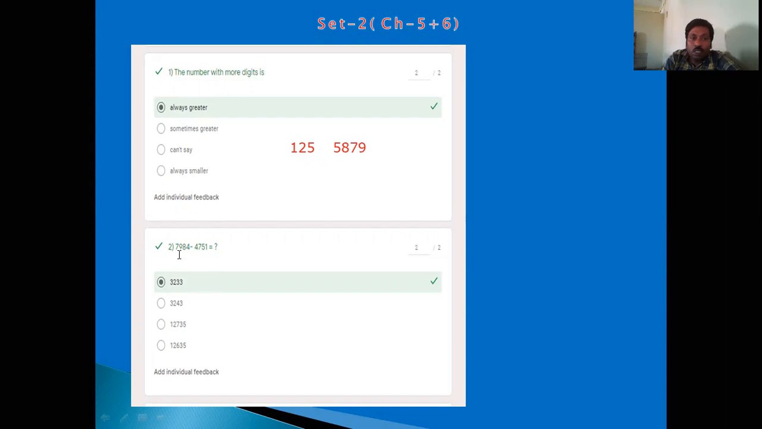And now another question is 7984 minus 4751. This is a matter of subtraction. When we subtract 4751 from 7984, we get 3233. 4 minus 1 is equal to 3. 8 minus 5 is equal to 3. 9 minus 7 is equal to 2. And 7 minus 4 is equal to 3. The answer will be 3233. Okay. Now go to the next question.